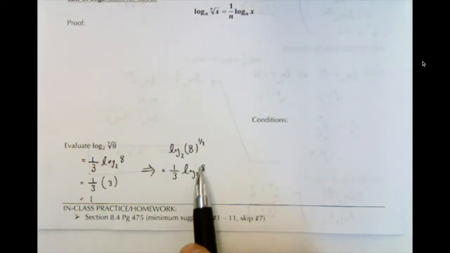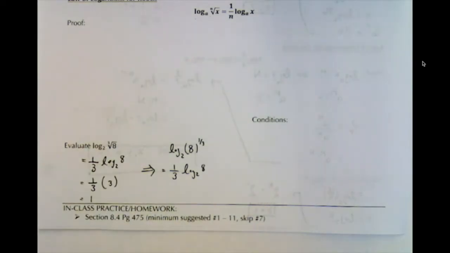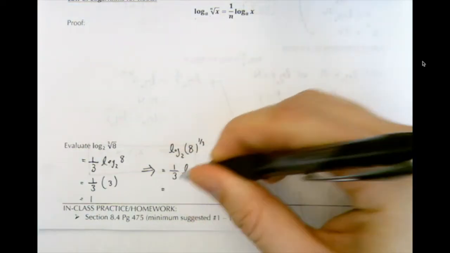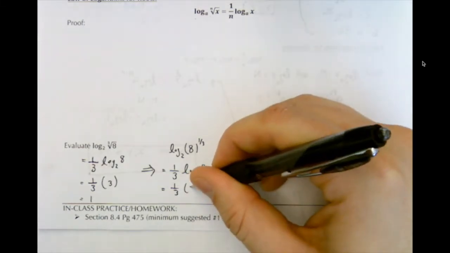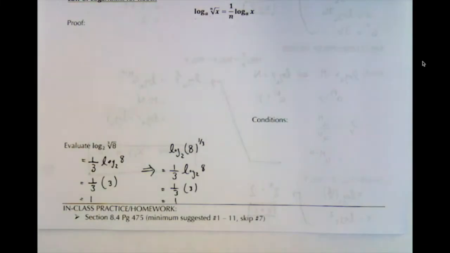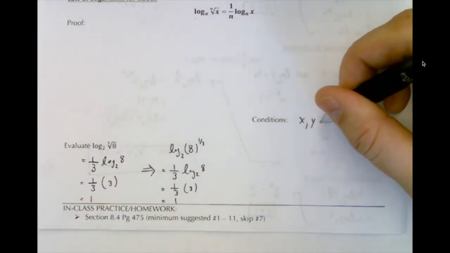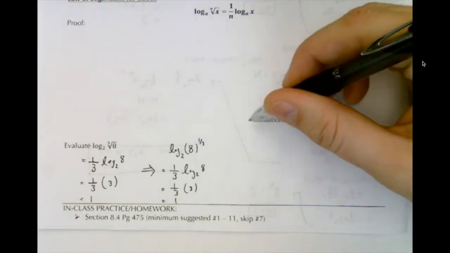And now we basically just use the power rule to do the same thing that we did in the roots rule for logarithms example. And we could finish this by evaluating the log of 8 base 2 is 3, because 2 to the exponent 3 is 8, and a third times 3 is 1. So very similarly to the law of logarithms for powers, we have the law of logarithms for roots. Conditions, same thing. x, y, and a must be greater than 0, and a cannot equal 1.